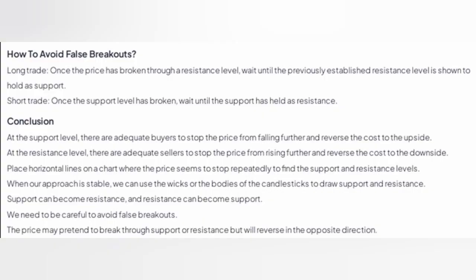Place horizontal lines on a chart where the price seems to stop repeatedly to find the support and resistance levels. When our approach is stable, we can use the wicks or the bodies of the candlesticks to draw support and resistance. Support can become resistance, and resistance can become support. We need to be careful to avoid false breakouts. The price may pretend to break through support or resistance but will reverse in the opposite direction.